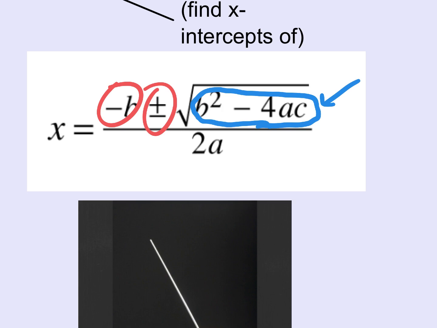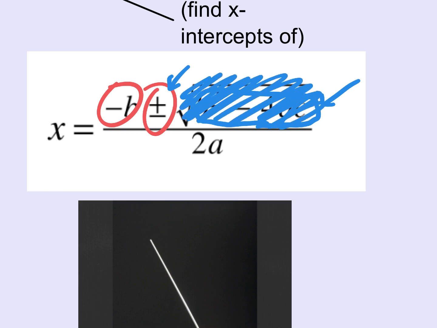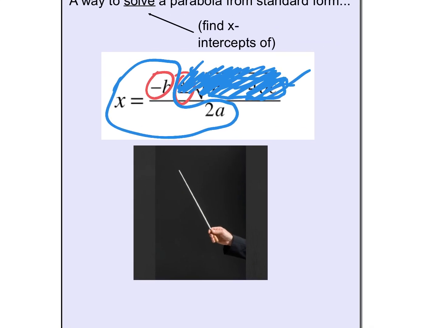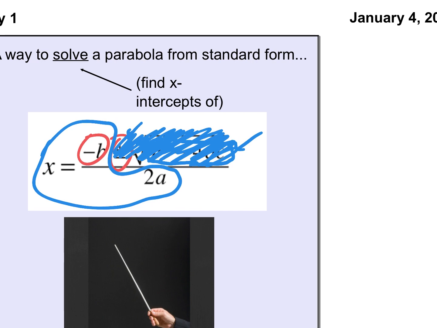What if it comes out to a positive? 2 answers, because you do plus it and minus it. What if this all comes out to 0 and it just cancels away? Then how many answers do you have? 1. And it's that, which is the vertex, in case you've forgotten it from last chapter. That's the vertex and the axis of symmetry formula. Okay. Let's move on.